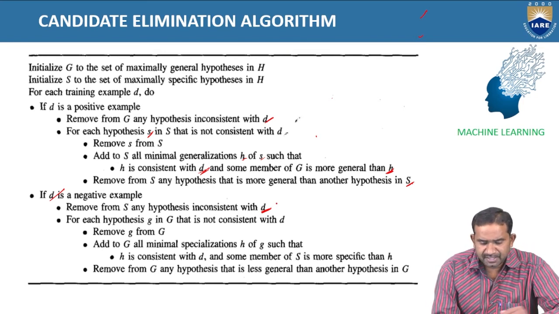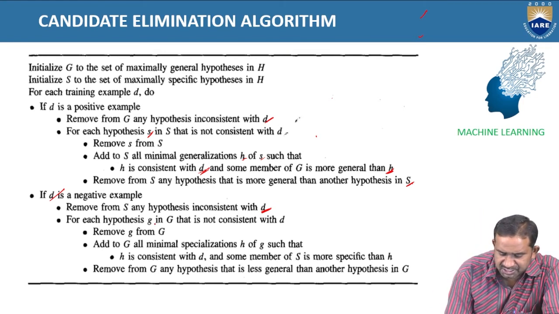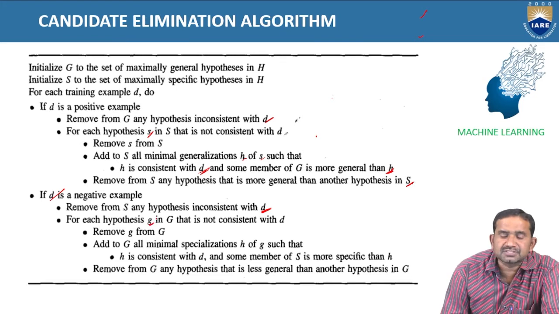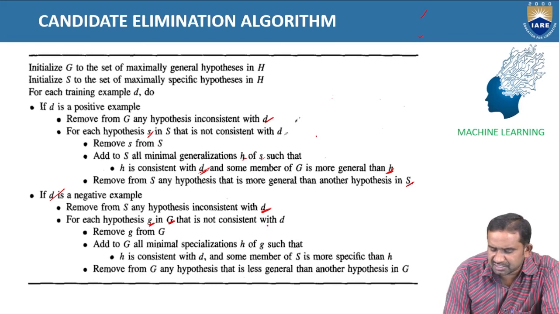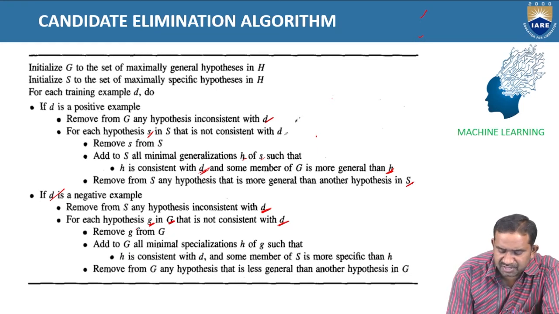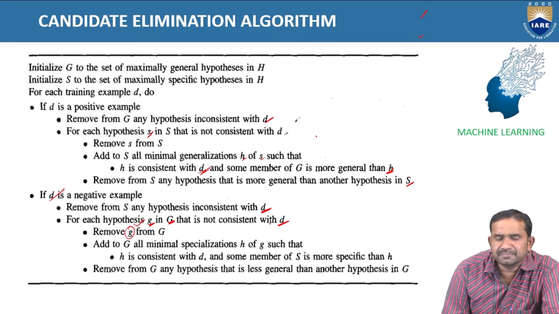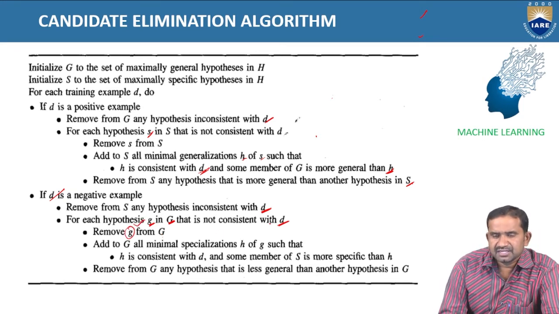And for each hypothesis G, that is the general hypothesis, meaning general attribute values, if the generalization is not consistent with D, remove that G from the set G. Why? Because it is not consistent with the training example.